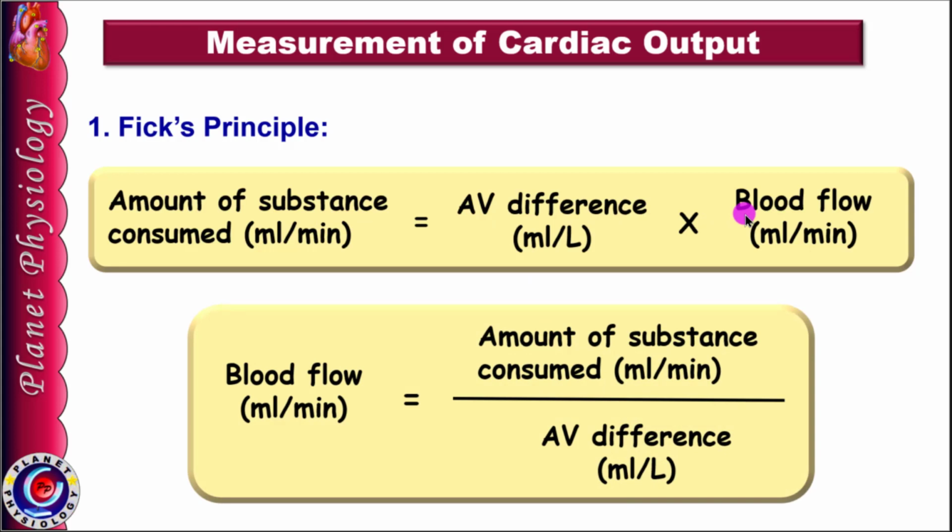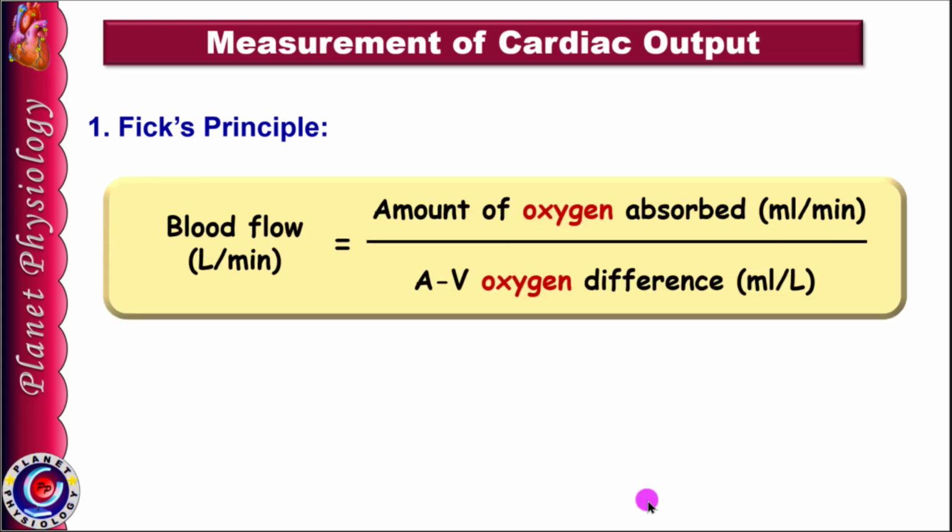Since we need to calculate blood flow to the entire body, that is, we need to calculate cardiac output, the formula is rearranged as blood flow equal to the amount of substance consumed divided by arteriovenous difference. To measure cardiac output, substance used is oxygen because this is only substance which entire body will be consuming. Now let us see procedure in brief.